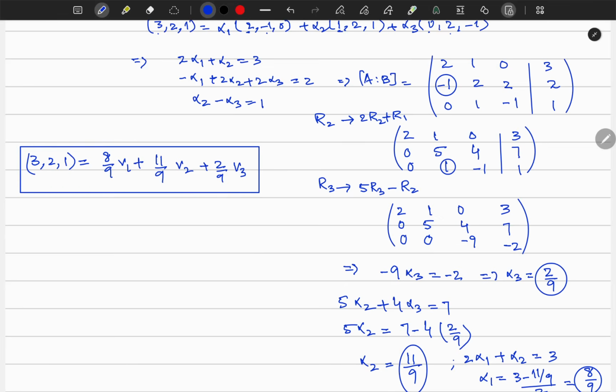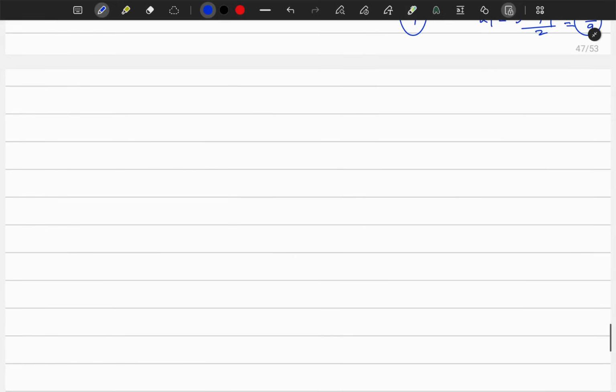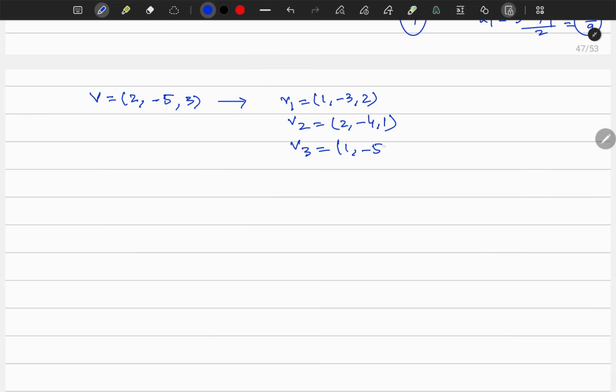Okay, clear? Okay. Let me ask you another question. Does there exist scalars such that we can write the vector v equal to (2, -5, 3) as a linear combination of v1 equal to (1, -3, 2), v2 equal to (2, -4, 1), and v3 equal to (1, -5, 7)?